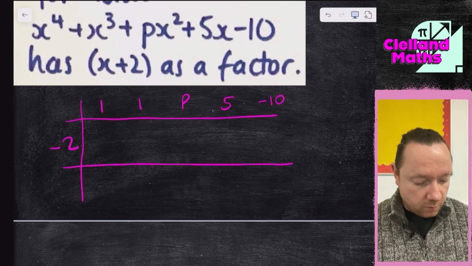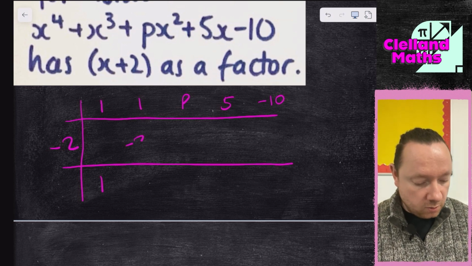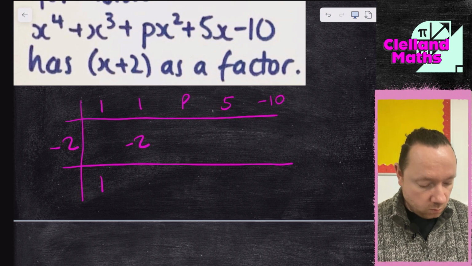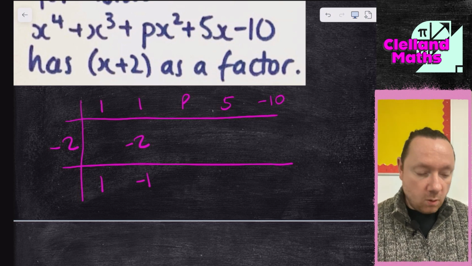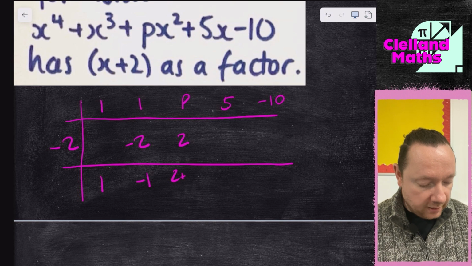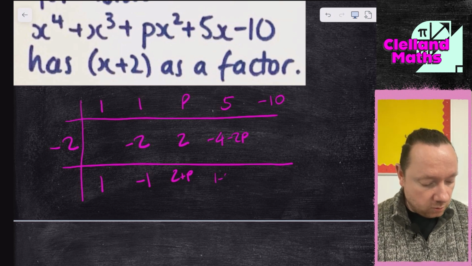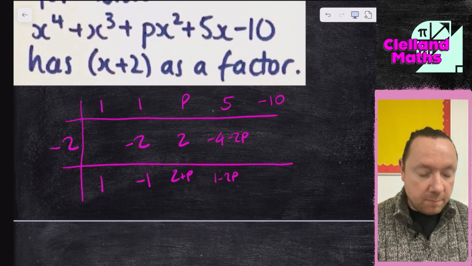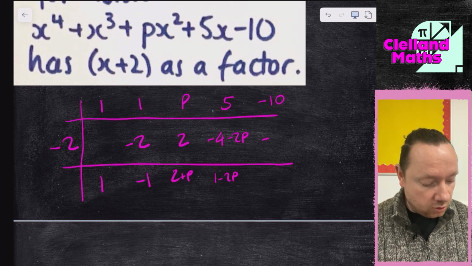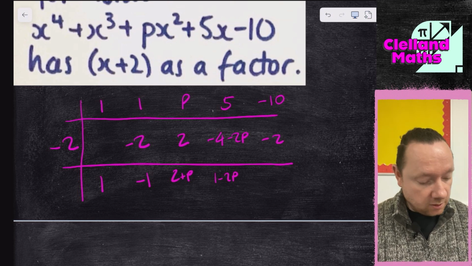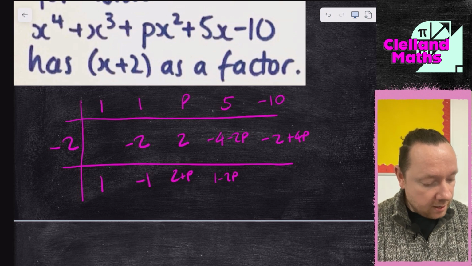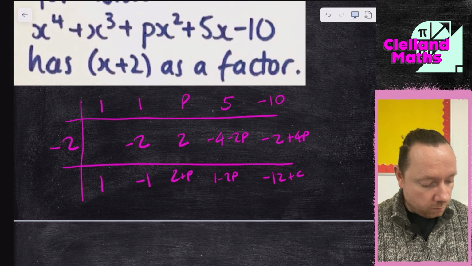So how does this work? We drop the 1 down. 1 times minus 2 is minus 2. Minus 2 plus 1 is minus 1. Minus 2 times minus 1 is 2. Then we've got 2 plus p. Then we need to times by minus 2, so watch out here. Minus 4 minus 2p. Then I need to add the 5, so that's 1 minus 2p. And then I need to times by minus 2 again, so we get minus 2. Then it's plus, minus times minus is a plus 4p. And finally, minus 2 minus 10 is minus 12 plus 4p.